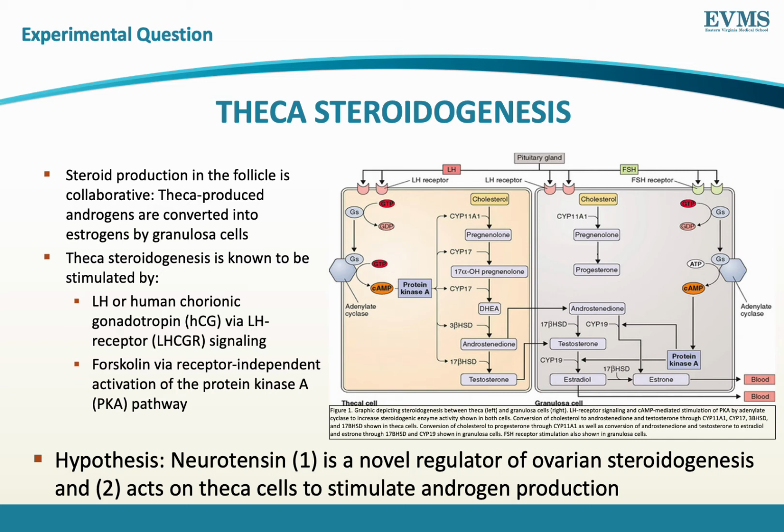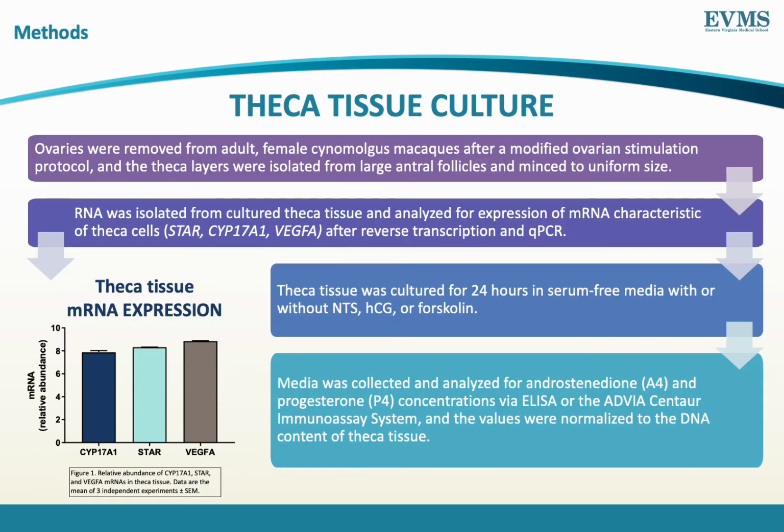Our twofold hypothesis in this project is that, one, neurotensin is a novel regulator of ovarian steroidogenesis, and two, neurotensin acts on theca cells to stimulate androgen production. In our investigation, we utilized an ex vivo theca tissue culture system in order to study the effect of neurotensin on theca steroidogenesis, with HCG and forskolin serving as positive controls.